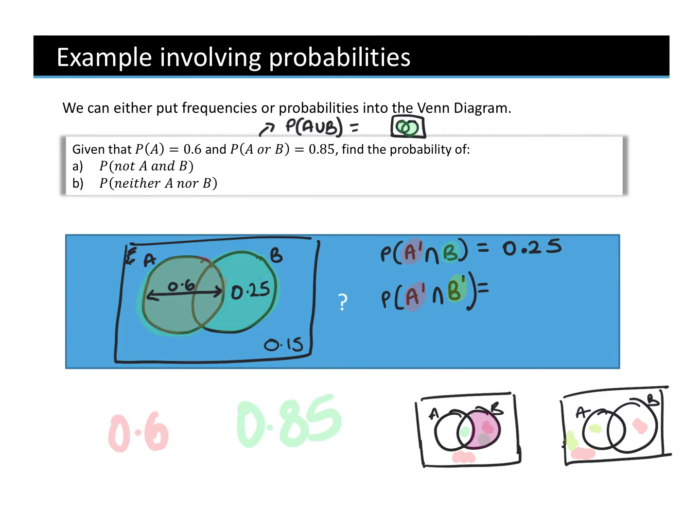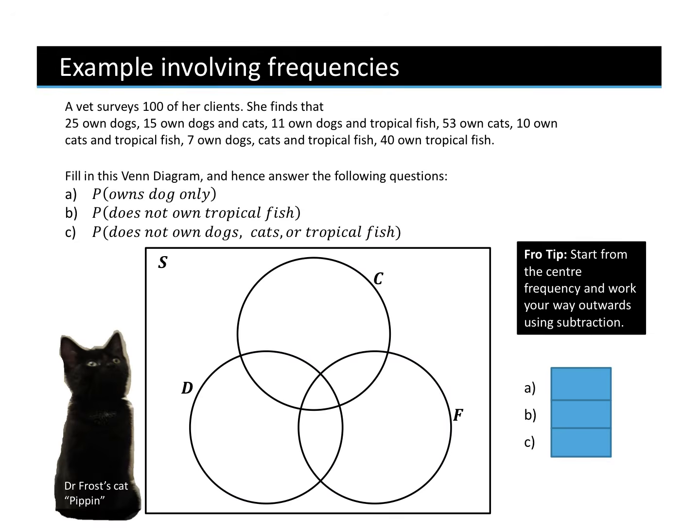Okay, so it is intersection again. So where is the intersection? It's the outside, which we know is 0.15. Okay, give this one a go on your own. Start by, you should all be happy creating Venn diagrams, and then let's have a look at the probabilities.